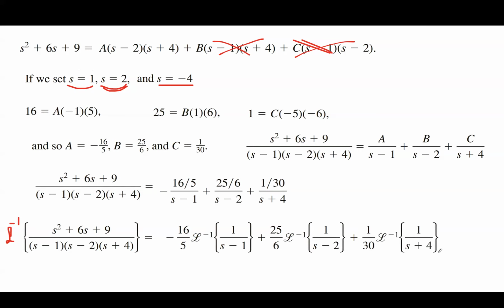Okay, remember how we defined e to the power at. This is the inverse Laplace of 1 divided by s minus a. So the very first value becomes negative 16 over 5 e to the power t, plus 25 over 6 times e to the power 2t, plus 1 over 30 e to the power negative 4t. So that's how we found the inverse Laplace of this rational expression.